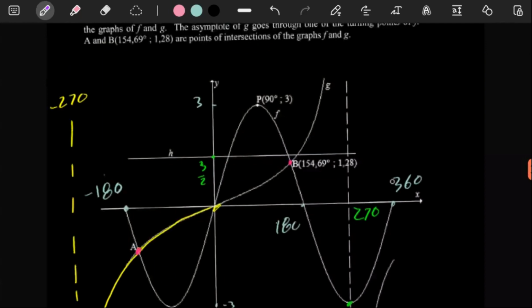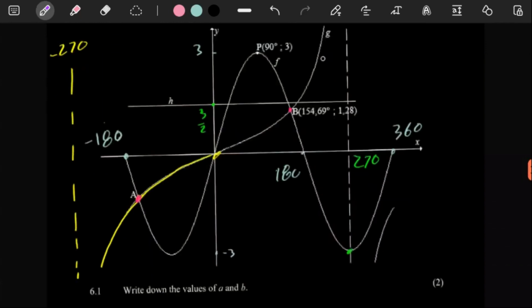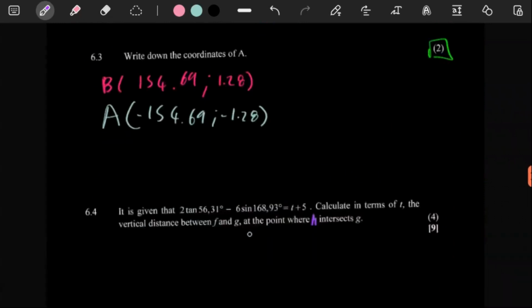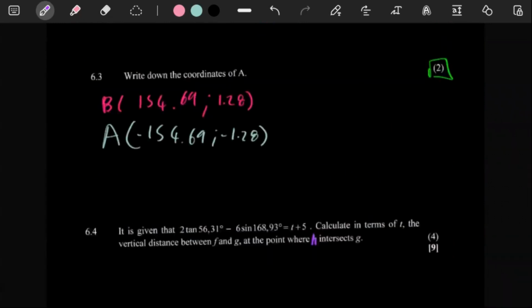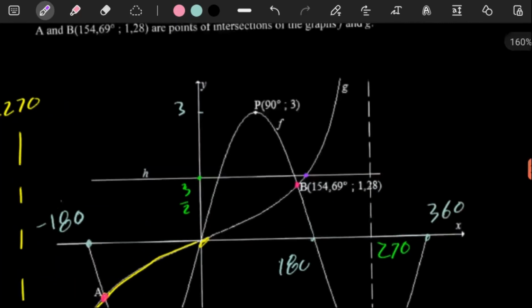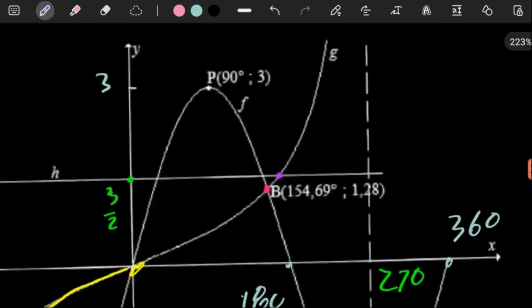So there's f here, which is our sine graph. G here is our tan graph. The vertical distance between f and g at the point where h intersects g. Oh, where is h? H here intersects g over there. Now they want us to get the vertical distance between f and g at the point where h intersects g. So they want us to get this distance here. This distance here, from this point to that point.